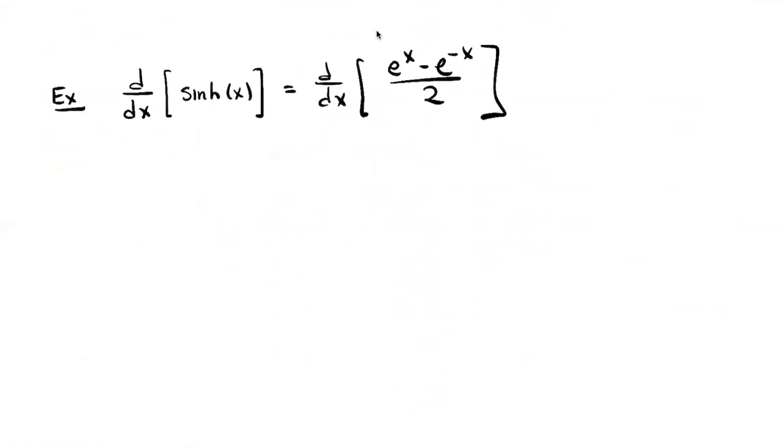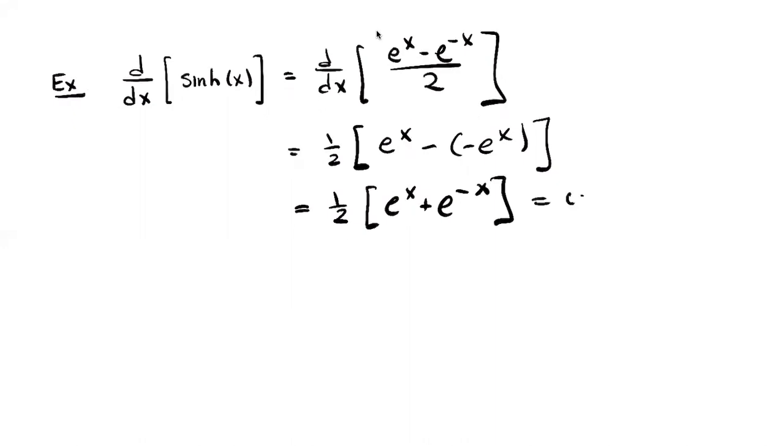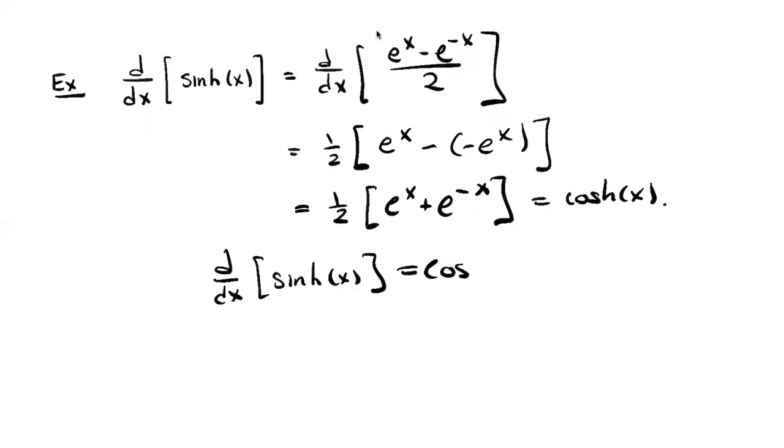If we're going to differentiate that, the 1/2 is a factor that just stays out in front. I'm just differentiating the numerator, and the derivative of e to the x is itself. And by the chain rule, the derivative of e to the minus x is minus e to the minus x. So we get 1/2 (e^x + e^(-x)). Change that arithmetic, and that's equal to the hyperbolic cosine. All right, so that's kind of cool. The derivative of hyperbolic sine is hyperbolic cosine.